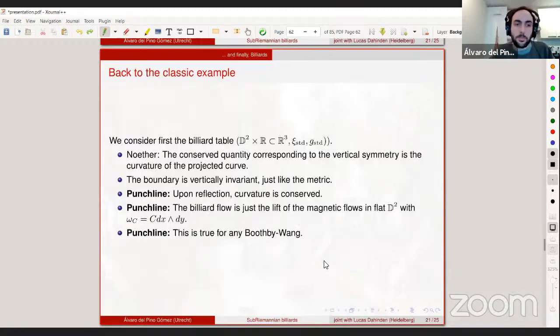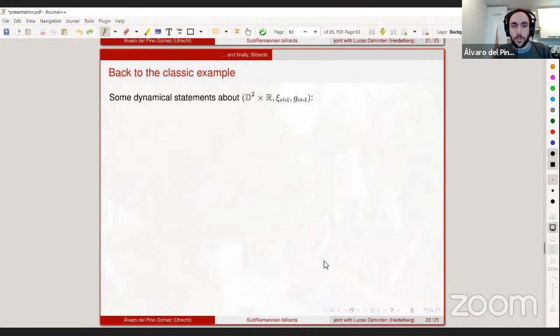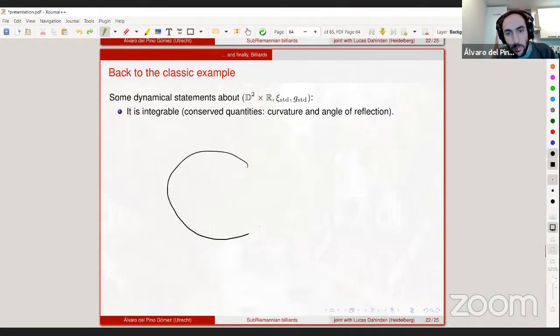And again, this is general. So if you have a manifold with boundary that has a metric G and a magnetic two-form, then you can do the same. So let me do the full pictures. What we're saying is the following. Here I have my table. Well, here I have D2. I'm just going to work in the projection all the time because it's easier.